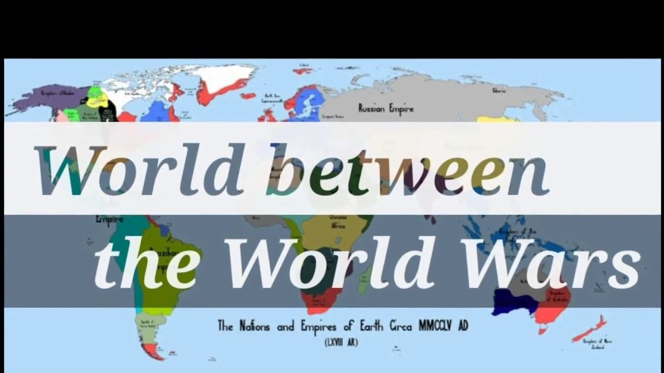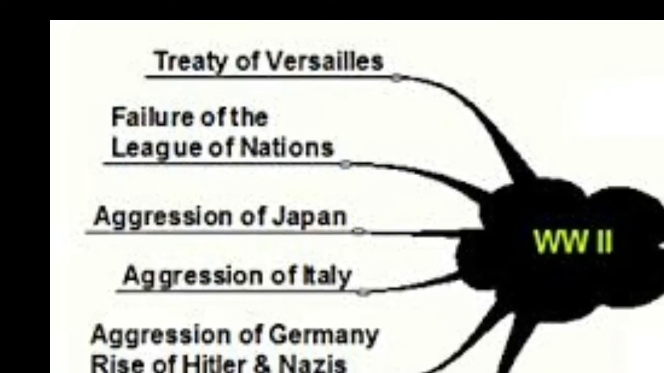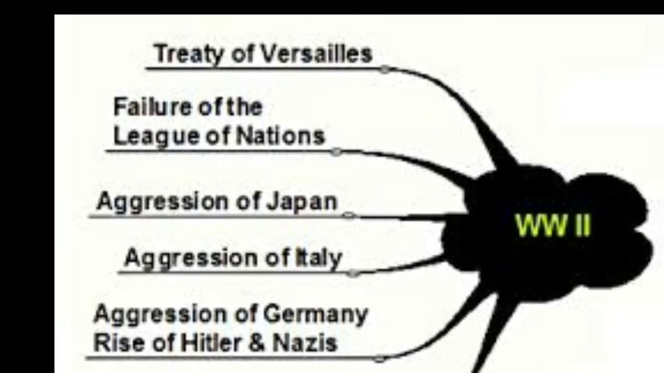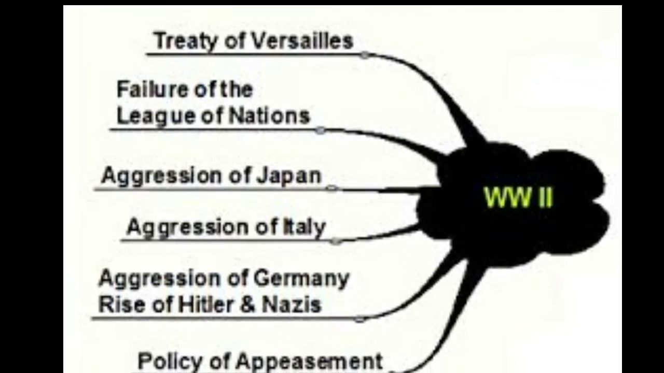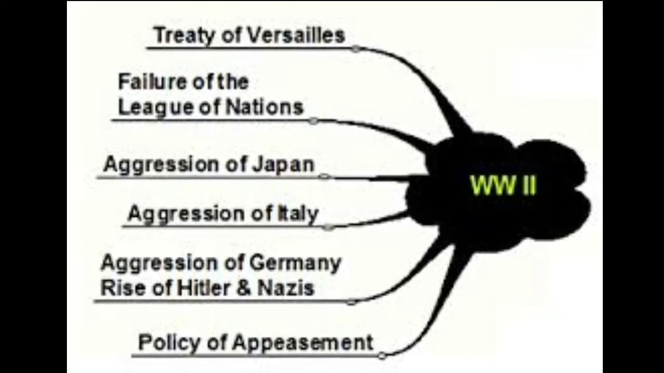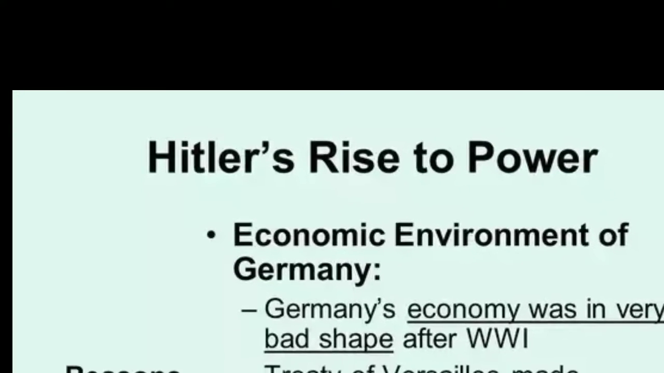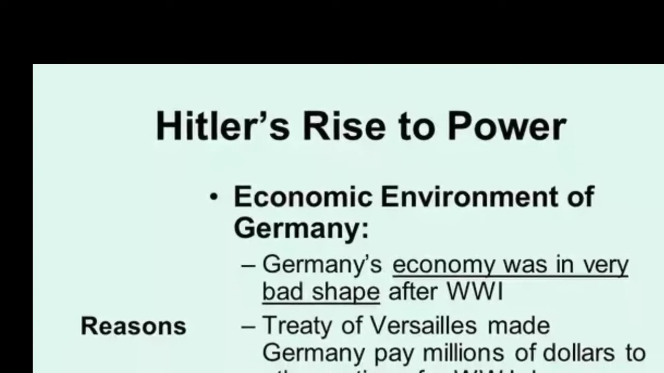World Between the World Wars, Part 3. Second World War, 1939 to 1945. The reasons for the Second World War: the Treaty of Versailles and the League of Nations, the German challenge to the unfair domination, and fear of socialism and Russia.